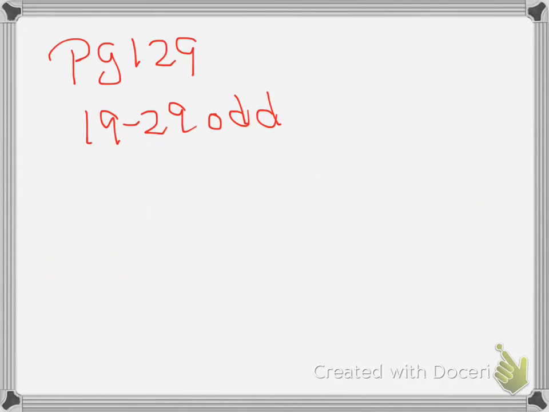All right, now that we are finished, and since this is a review, you guys can try some problems in the book. Go to page 129. Take a look at 19 through 29 odd. Those are going to be the problems. Fill in the missing points of the triangle. And then take a look at 32 through 37 all. Those are going to be the word problems.